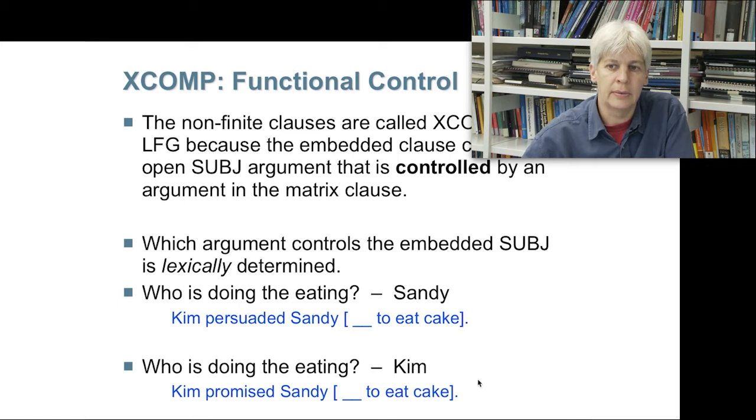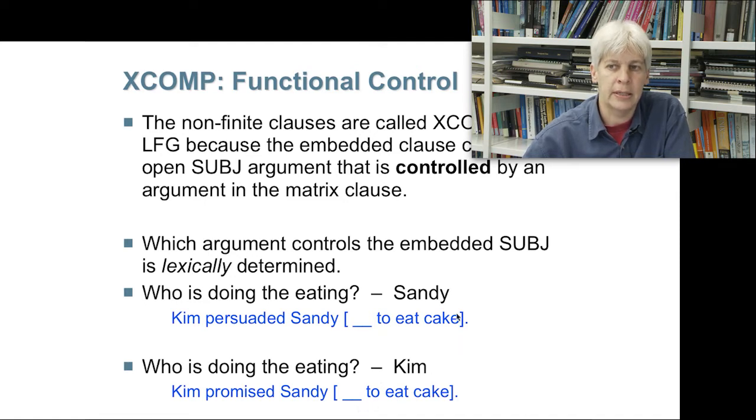If you look at Kim promised Sandy to eat cake, who's doing the eating? Well, in this case, it's not Sandy, it's Kim. So in this case, the subject of the matrix verb is controlling the subject of the XCOMP. Kim is the one who's eating cake. Over here, Sandy is the one who's eating cake. So here, Sandy is the subject of the embedded XCOMP. Here, Kim is the subject of the embedded XCOMP.